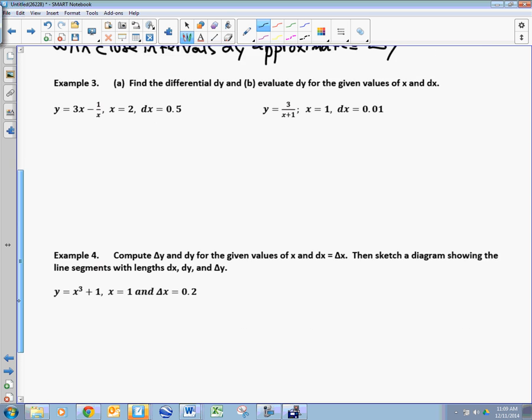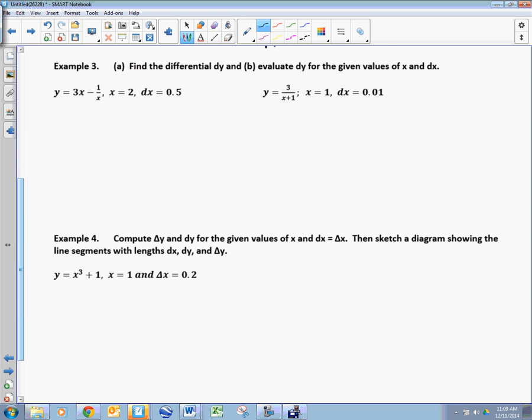So find the differential dy and evaluate dy for the given values of x and dx. So I just used my formula. dy is equal to f prime of x dx.